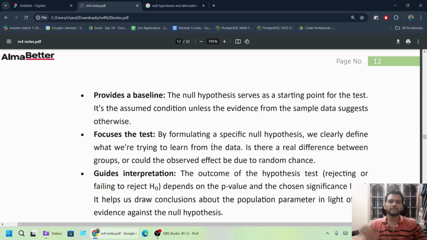If we formulate a specific null hypothesis and alternative hypothesis, we are clearly defining our focus, and it will give a real difference between the groups or the effects. Next one, guide interpretation. The outcome of the hypothesis test usually depends on the p-value and the chosen significance value. We'll see what the p-value means, and we choose a significance value, like for a chi-square test or other things. It will help us draw conclusions about the population parameters, giving evidence against the null hypothesis.